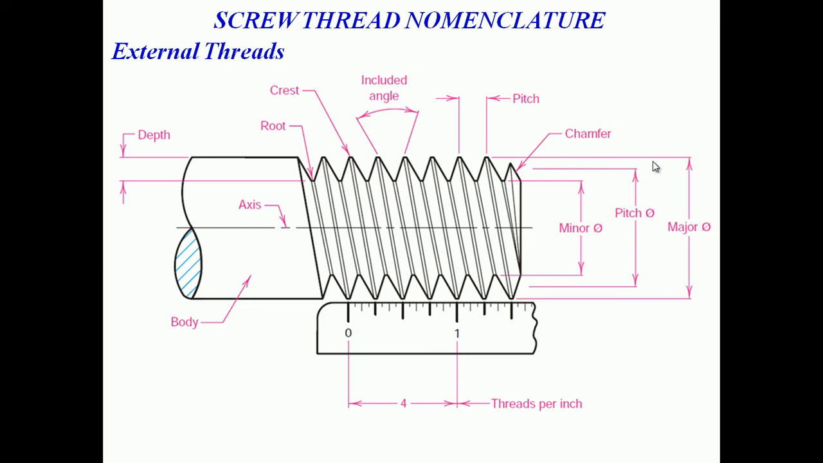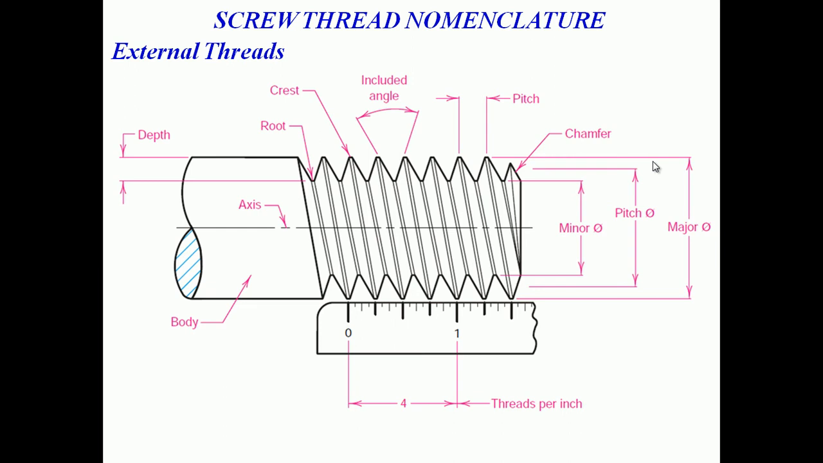So the body, axis, minor diameter, major diameter, pitch diameter, chamfer, root, depth, crest, and included angle, or is it thread angle, threads per inch. So these are some of the terms. We have so many terms. Maybe we are going to see them one by one.